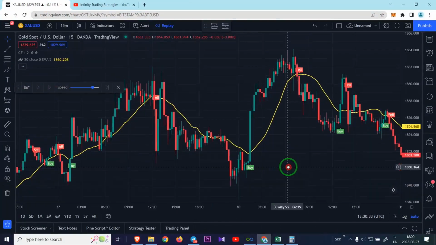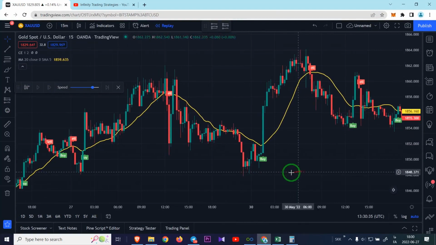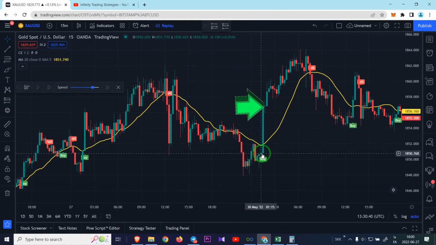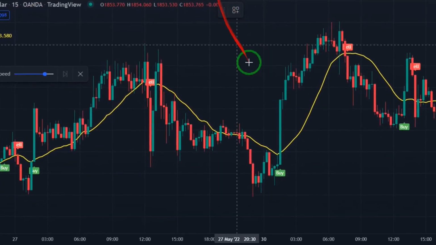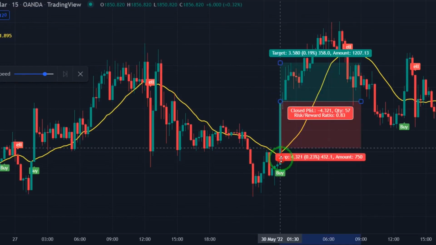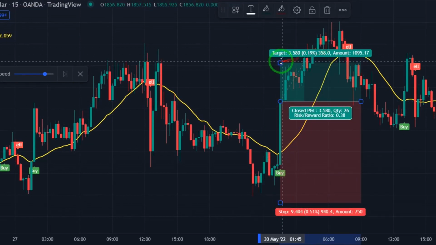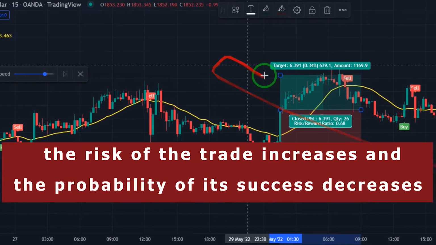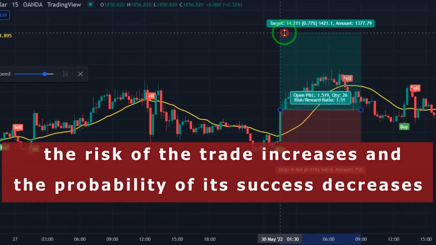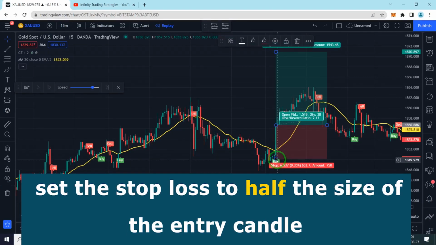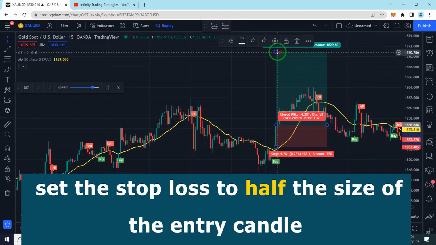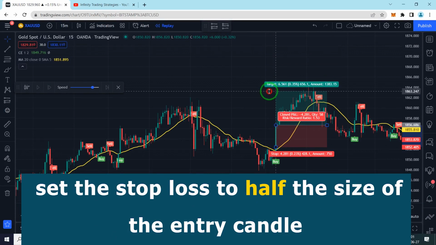But it's time to tell you the important thing about take profit and stop loss. Sometimes the candle that we want to trade with is too long. So our stop loss will be far away, and as a result, the take profit, which is 1.5 times the stop loss, becomes much farther away, so the risk of the trade increases and the probability of its success decreases. In this case, we put the stop loss at half the size of the entry candle and the take profit 1.5 times the stop loss.